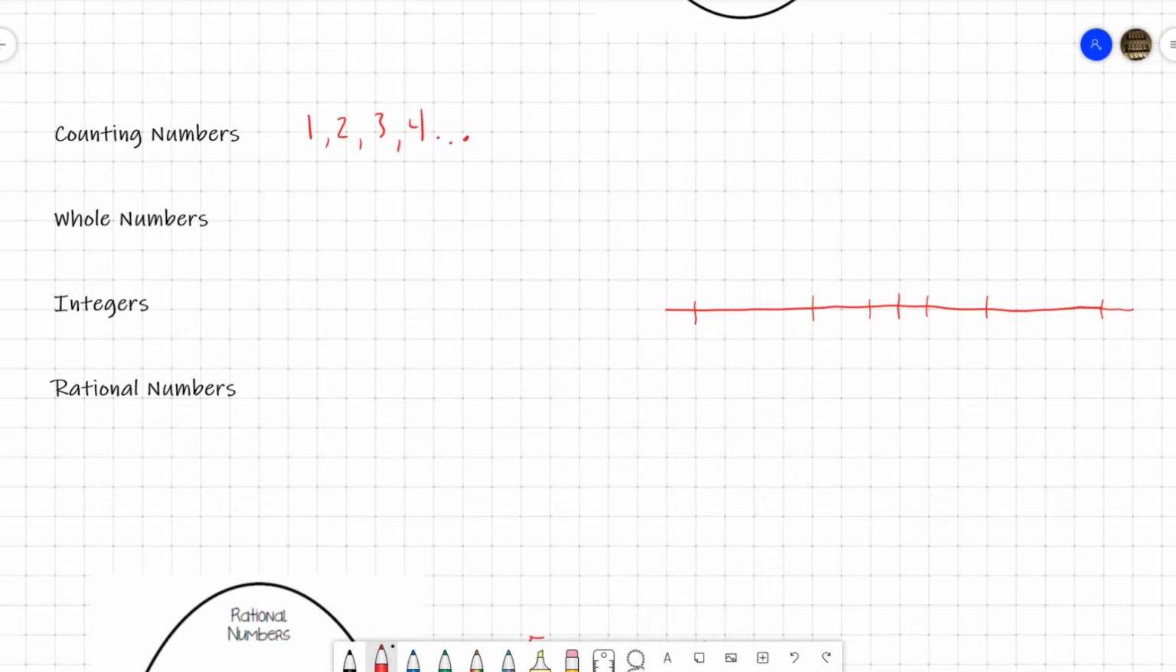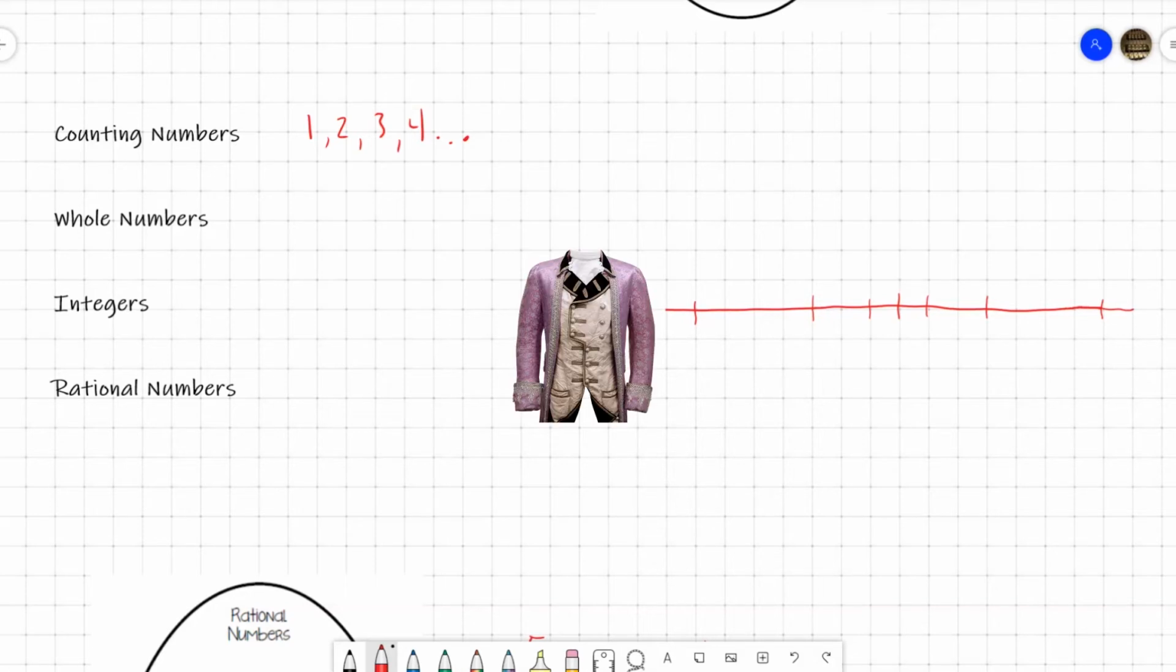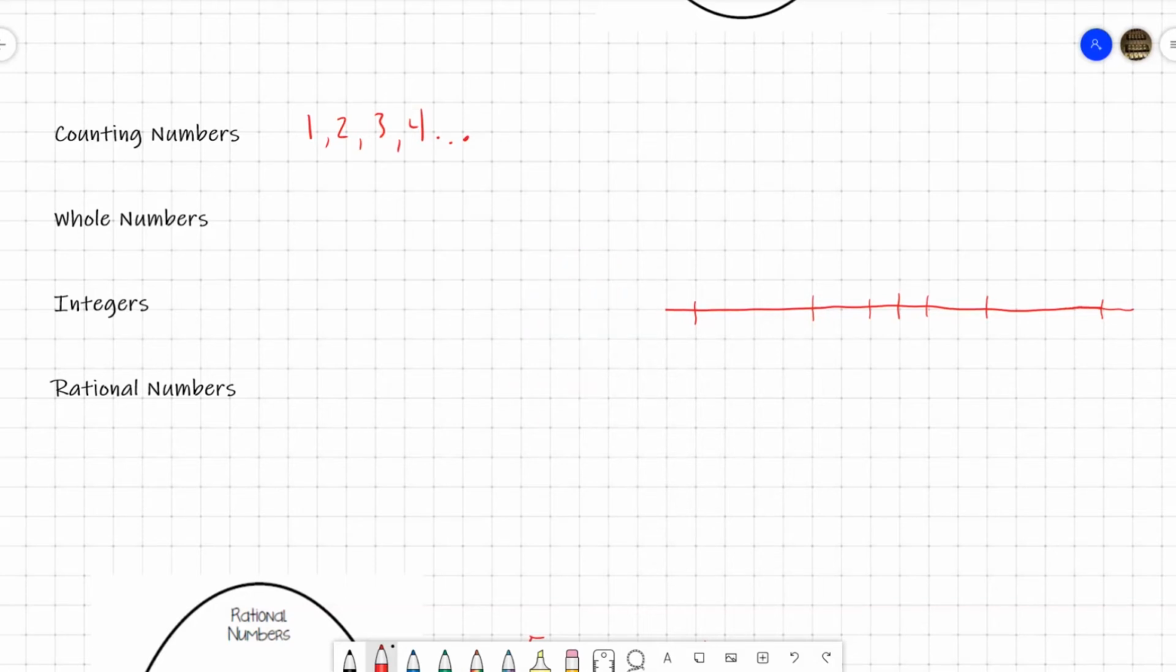Now in 7th grade, we call those natural numbers. They rename it so you feel fancy about yourself. But that's just our counting numbers. So those are the numbers that we learn when we learn to count.